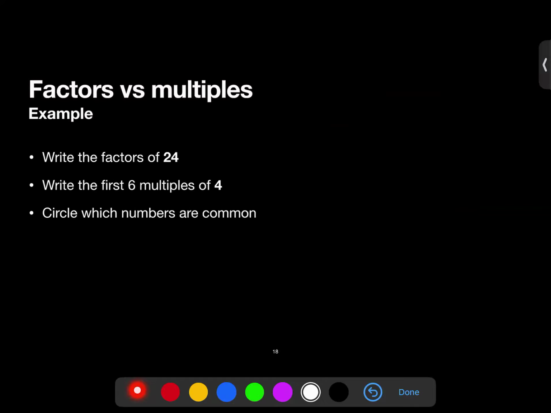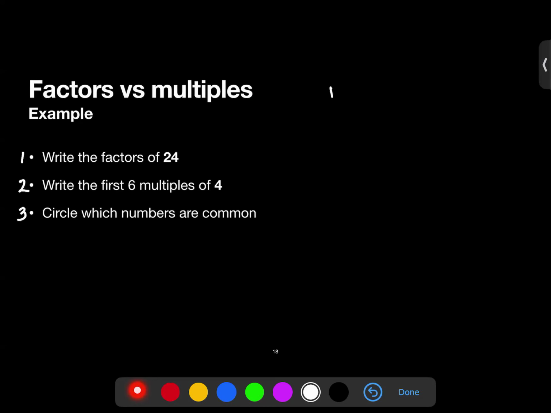So let's do this example together. We'll first write the factors of 24, then we'll write the first 6 multiples of 4, and we will find which numbers are common. So let's start with the factors.